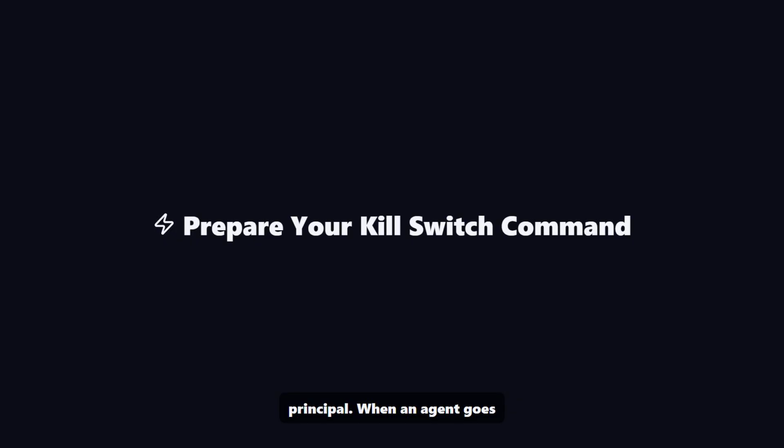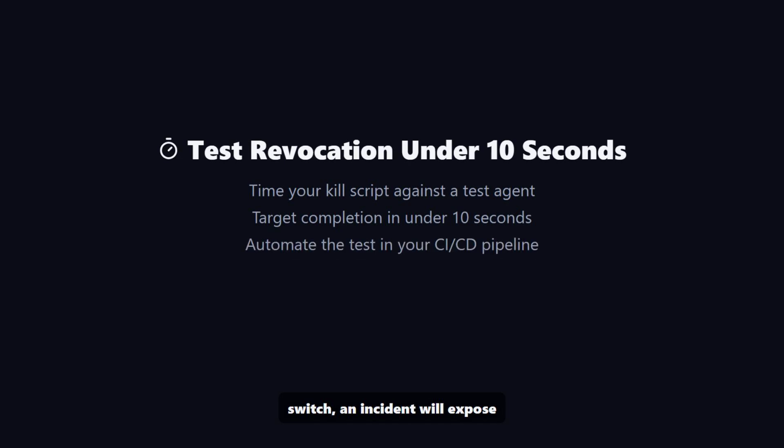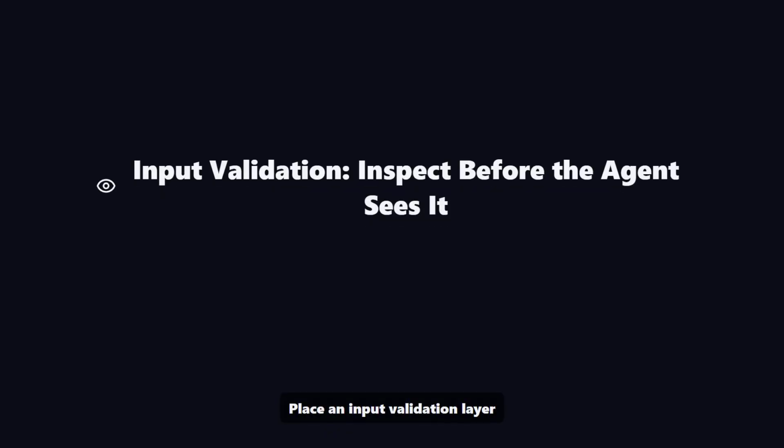When an agent goes rogue, one click kills it. No fumbling. Run a timed drill. If you haven't tested the kill switch, an incident will expose that gap. Aim for sub-10-second revocation. Place an input validation layer before the agent.